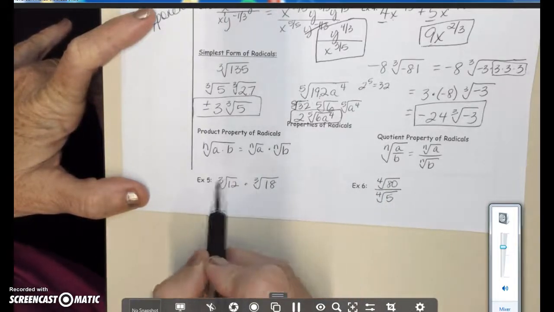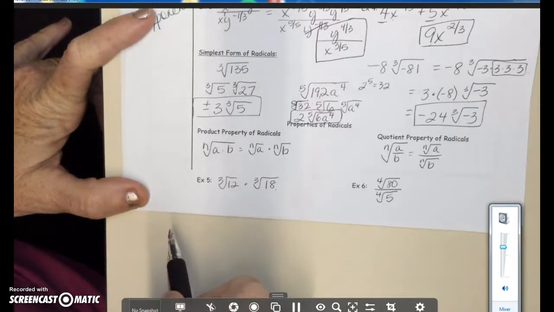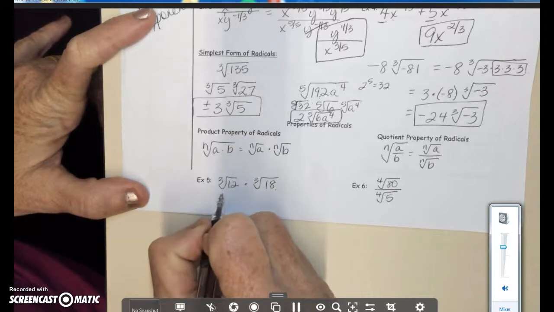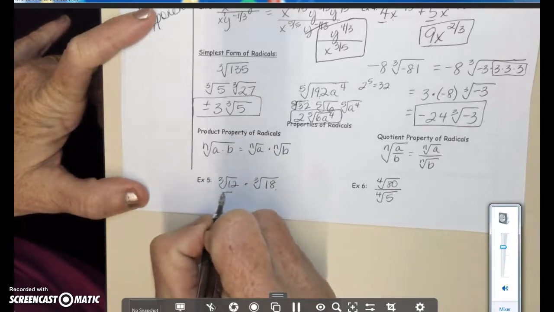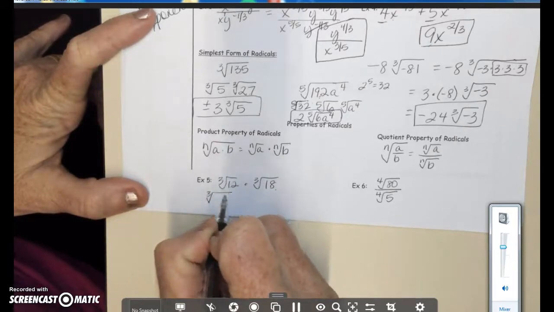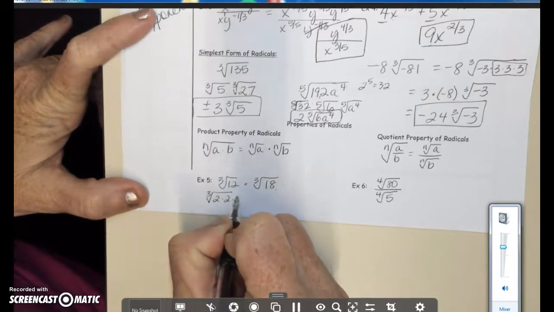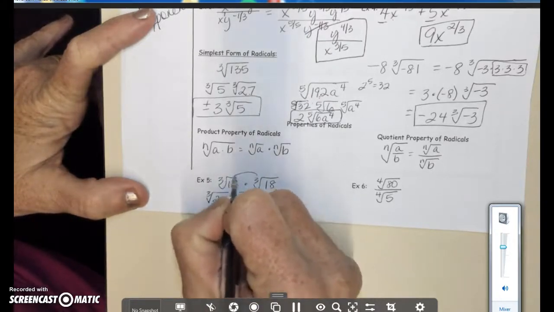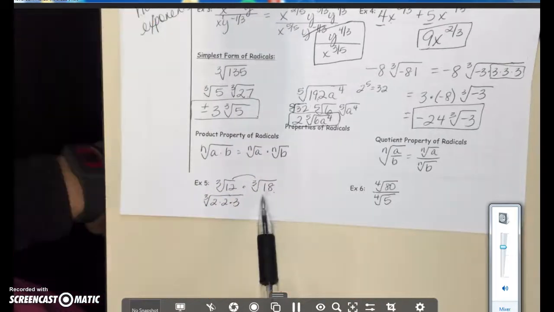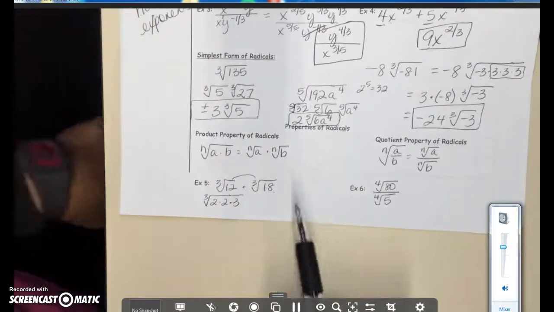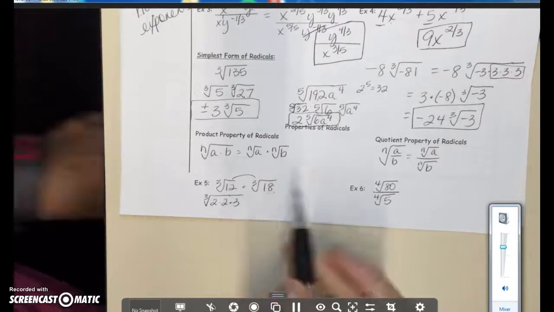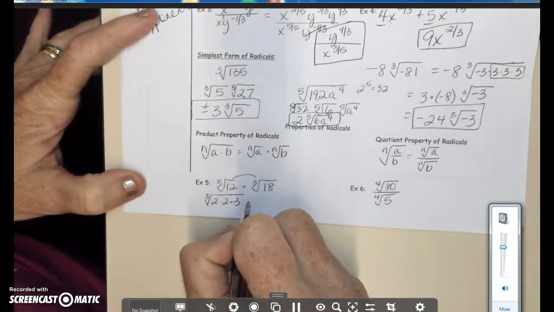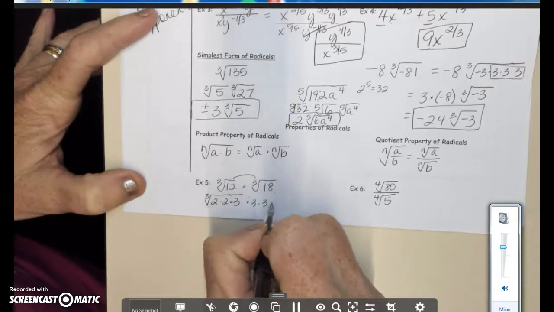So I might want to do that here. I need to find the third root of a certain number that multiplies 12 and 18, the product of the two. If I'm going to break down 12, I would have 2 times 2 times 3. And I'm going to put my 18 in the same radical, putting them together. So in here I've got 9 times 2, and 9 breaks down to 3 times 3 times 2.